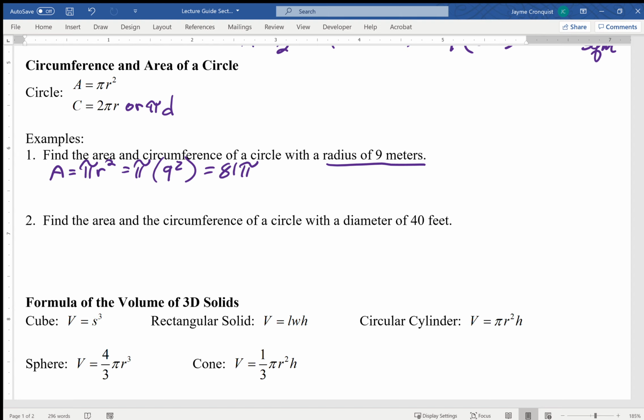Okay, 81 times pi is 254 point, well, let's see. We're going to do one decimal place. So 6, it's going to round up to 5. 0.469, and it rounds up to 5. Okay. Square meters.